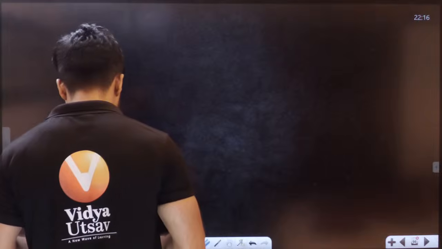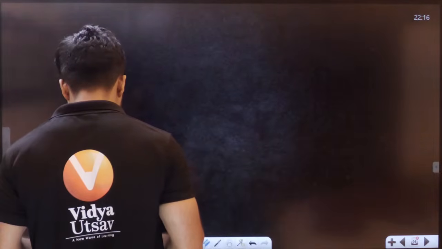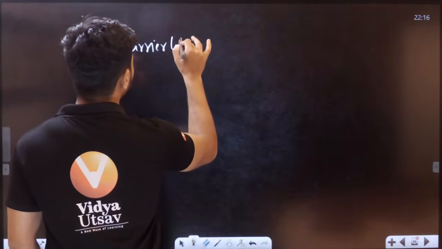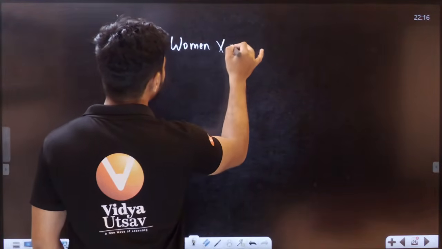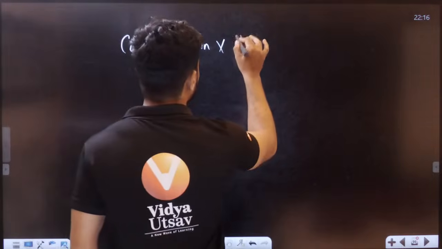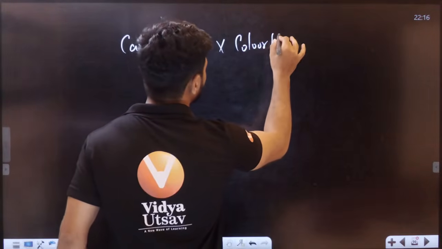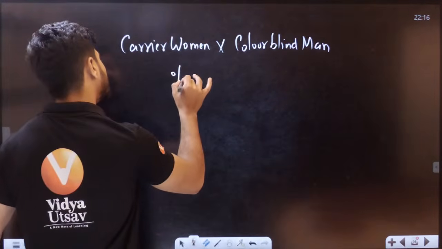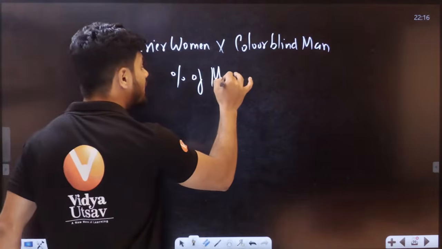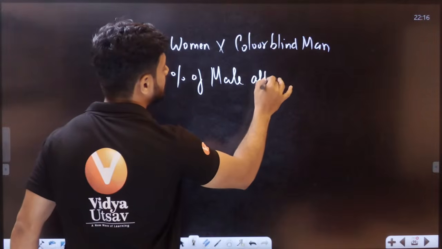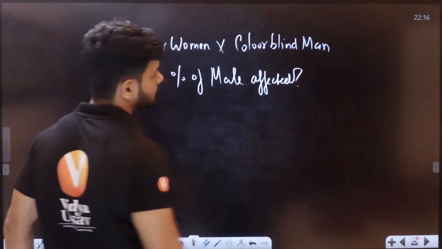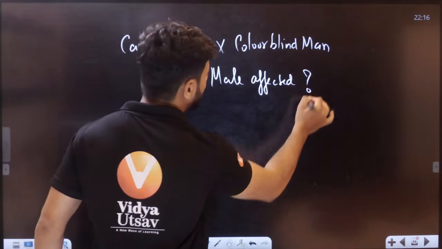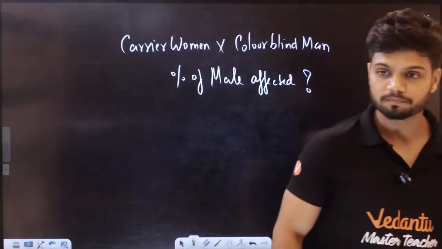What will happen if a carrier woman marries a colorblind man? Percentage of male affected. Percentage of only male affected. How many males are affected, students?